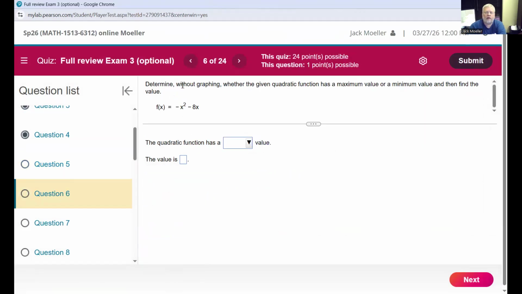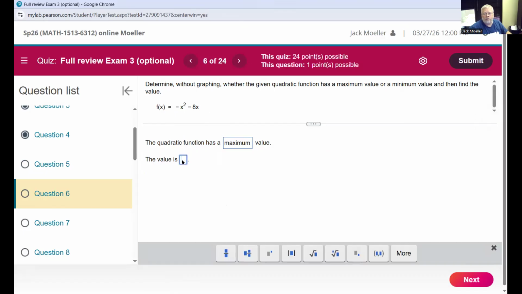Now this says without graphing, I'm not going to know if you graph it first, but determine without graphing if the quadratic function has a maximum or minimum value and then find the value. So how do you know if something has a max or min? The very first thing that I do is ask, is this an upward parabola or downward parabola? Because that tells you whether or not it has a max or min. Well, that negative in front of the x squared tells you it is a downward parabola. And if you have a downward parabola, does it have a max or a min? Well, downward parabolas have that upper peak, so they have a maximum.